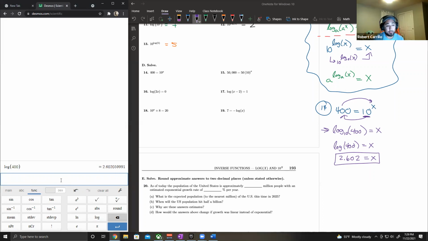So let's check our answer out on the calculator over here. 10 raised to the 2.602 and 399.94, very close to 400. So in order to get to 400, 10 has to be raised to the 2.602. Okay, awesome. Everybody good?